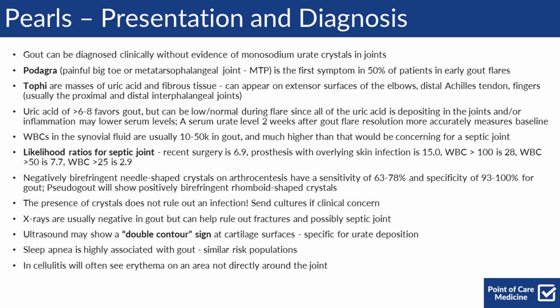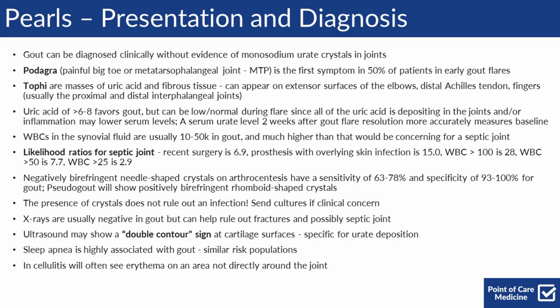A uric acid of greater than 6 to 8 favors gout, but can be low or normal during flares since all of the uric acid is depositing in the joints and/or inflammation may lower serum levels. A serum urate level 2 weeks after a gout flare resolution more accurately measures the patient's baseline.